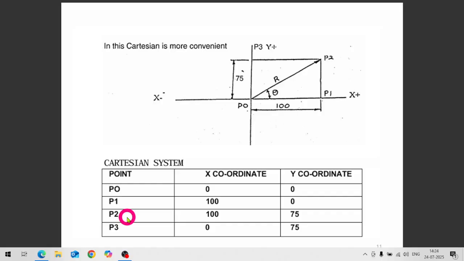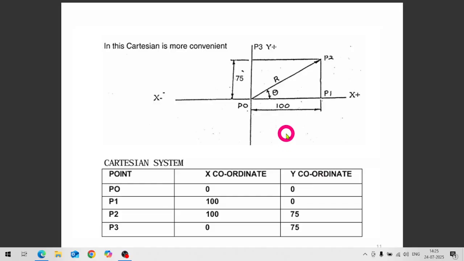Then next point is P2. P2 point is in x it is 100 and in y it is 75. So this is 100 and 75. So next point is P3. P3 is here, x coordinate is 0 because this is a vertical line. So x coordinate is 0 and y coordinate is 75. So this way we can define this in Cartesian coordinate.